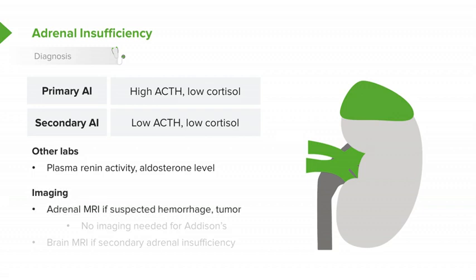In imaging, we will see adrenal MRI. If we suspect an adrenal hemorrhage, we'll see it right there, and certainly if we suspect a tumor, we'll see it right there. But generally, there's no imaging needed for Addison's disease. We've figured out this is an autoimmune attack, and we know where to go from there. Brain MRI is of course indicated for secondary adrenal insufficiency so we can see what's going on in that pituitary or the hypothalamus.